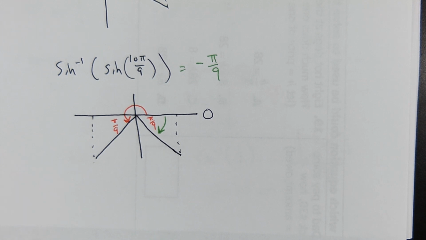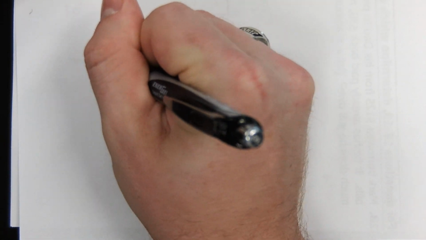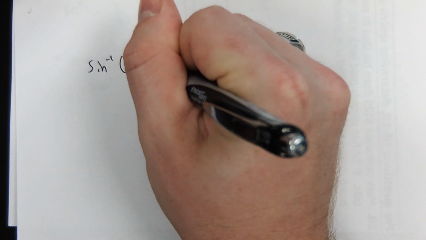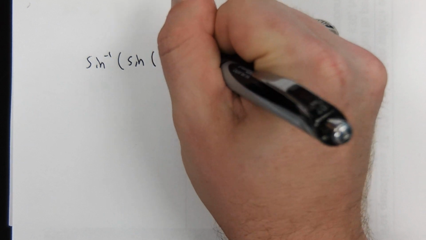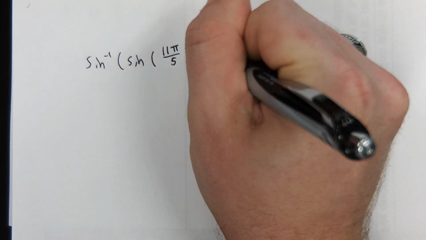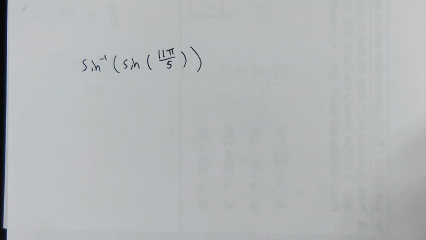Another one maybe? See another one? Okay. How about I go with some 5s because who cares? 11 pi over 5 radians.